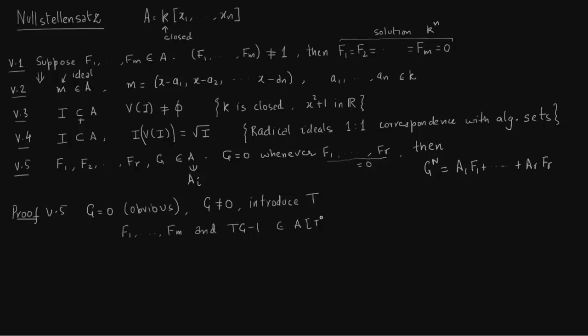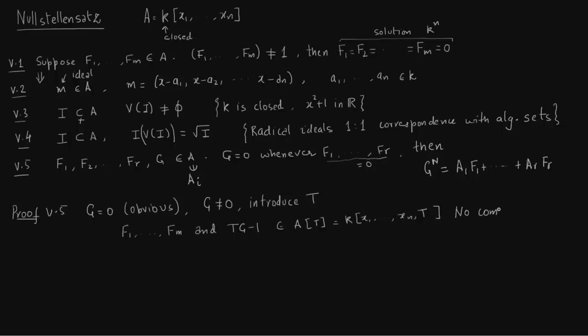So T g minus 1 is an element of A_t. So you have just adjoined T to the previous ring. Now notice that this is very important. This does not have a common solution in this closed field K.